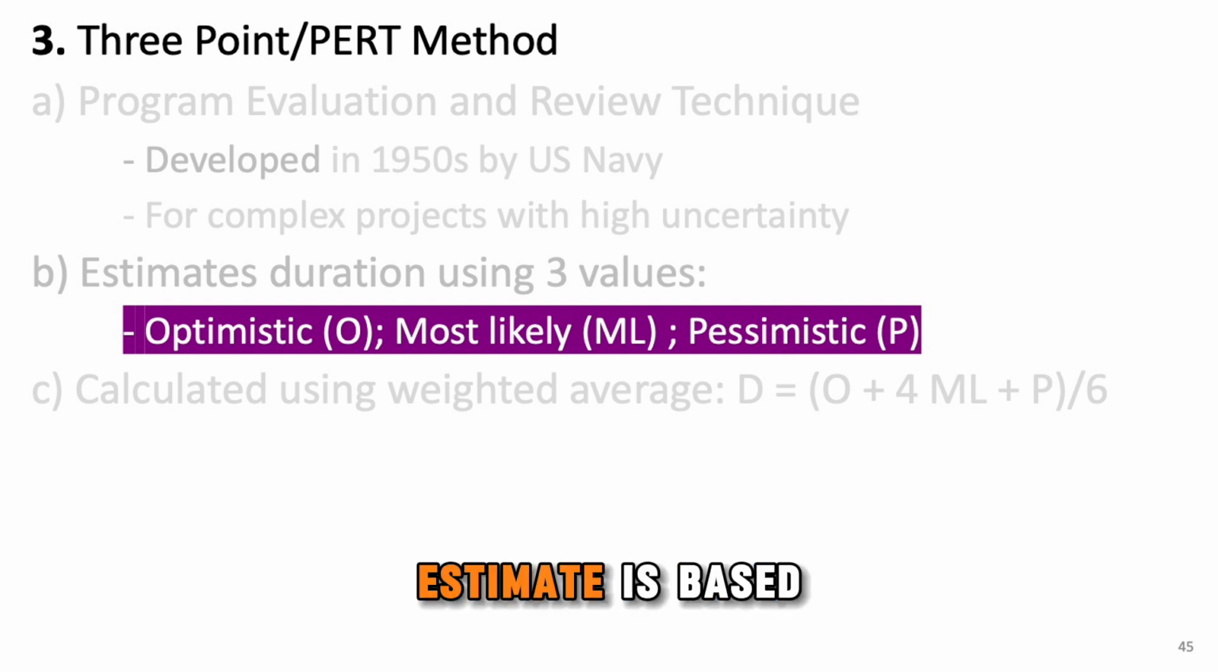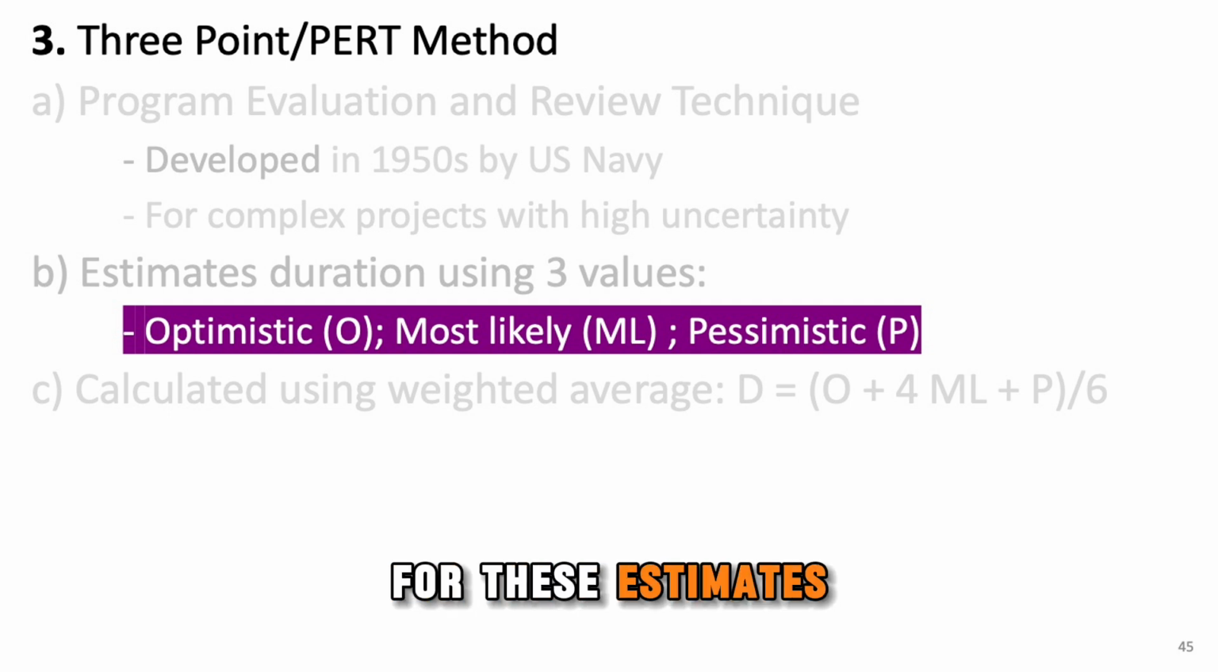The most likely estimate is based on what is most probable to happen. It considers the usual obstacles, but assumes that things will generally go as planned. The pessimistic estimate is the longest possible duration, factoring in potential challenges that could arise during the task. It represents the worst case scenario, where things go wrong or unexpected delays occur.